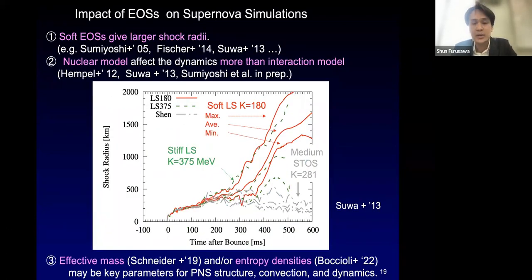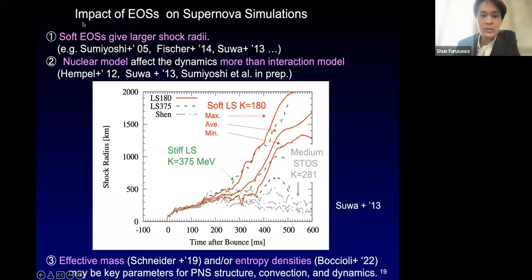So finally, I will summarize the impact of equation of state on supernova simulation. There are many works about EOS dependence of core-collapse supernovae. But it is famous that soft EOS is positive for successful explosion. So soft EOS gives compact protoneutron star, and so neutrino heating is increased and the shock wave becomes large.